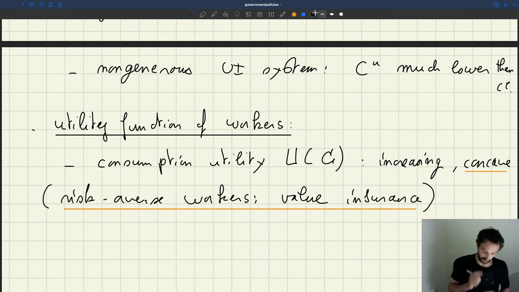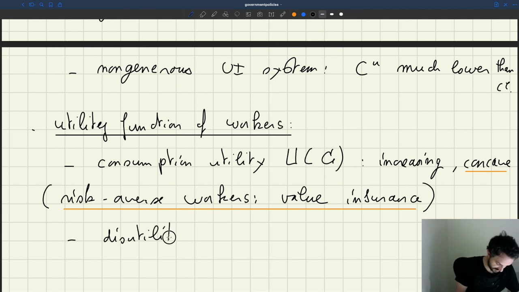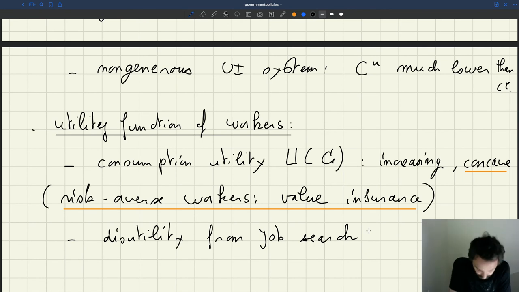Okay, so we have our consumption utility. That means that an employed worker will have a utility U of CE, and an unemployed worker U of CU. And then in addition, we also have a disutility from job search. Because of course, if search wasn't costly for workers, they could search with infinite effort, and as we know, this would reduce unemployment as much as possible. So it has to be that search is costly, so that we have a finite search effort and some unemployment and interesting properties.